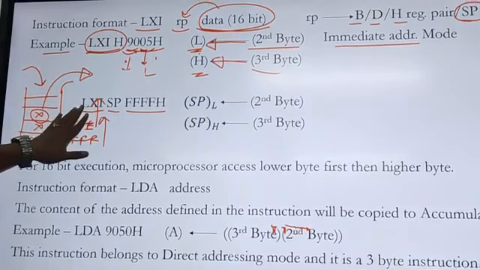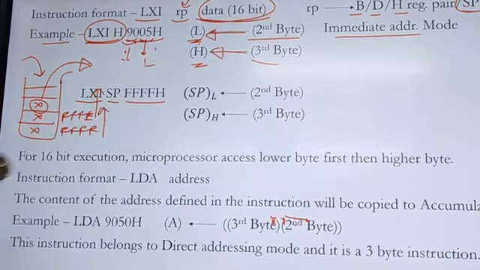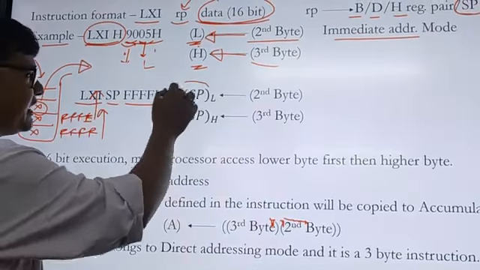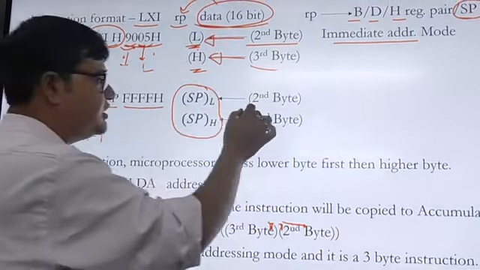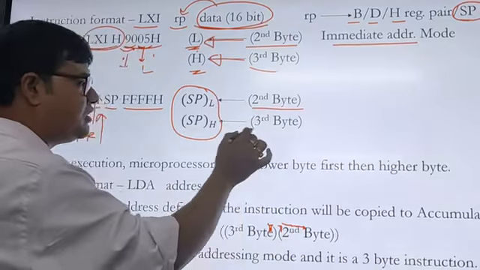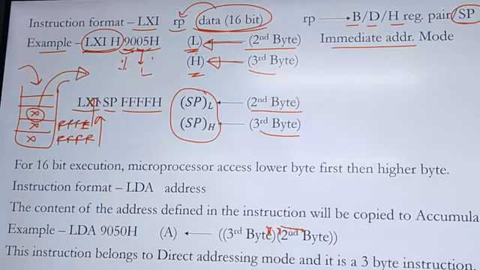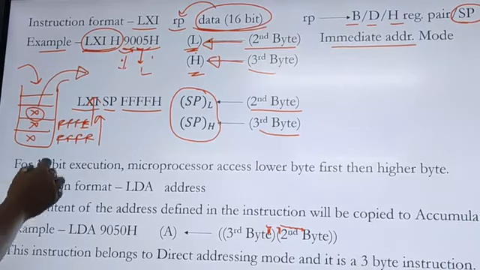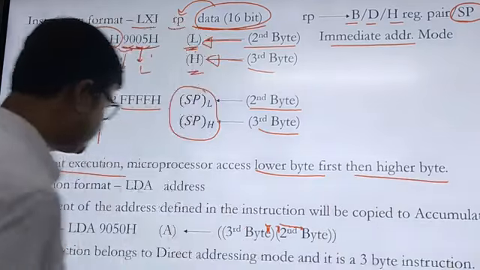Correct. So here LXI is followed by the stack pointer, then we can define the address. Here the stack pointer can be defined as stack pointer lower byte and stack pointer higher byte, 8 and 8. The second byte will be stored into the stack pointer lower byte, and the third byte will be stored into the stack pointer higher byte. Okay, fine. So it is written over here. For 16-bit execution, the microprocessor accesses the lower byte first and then the higher byte.